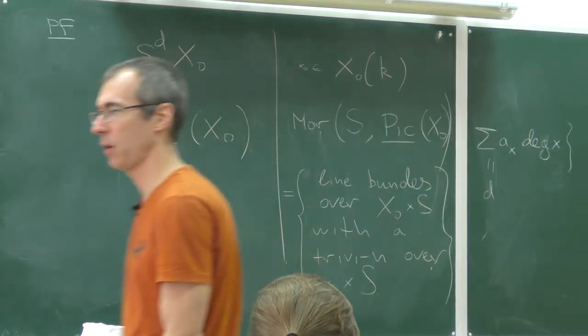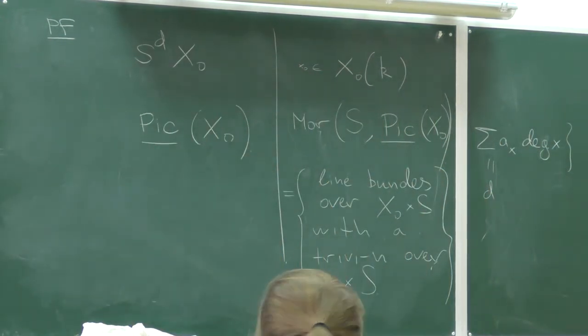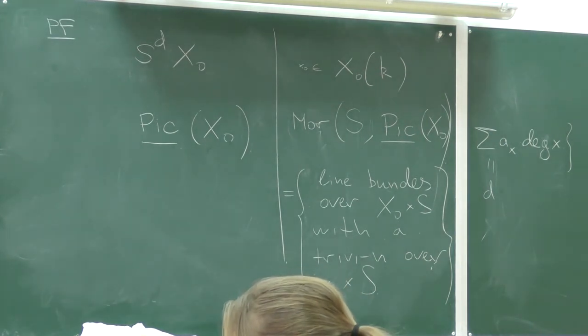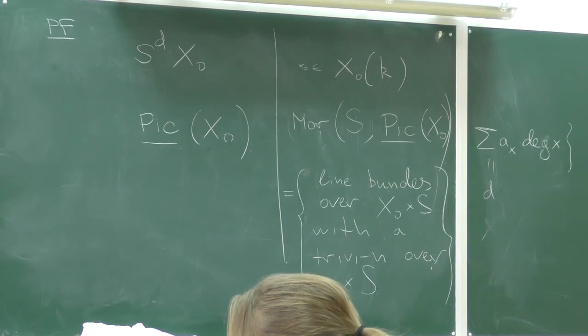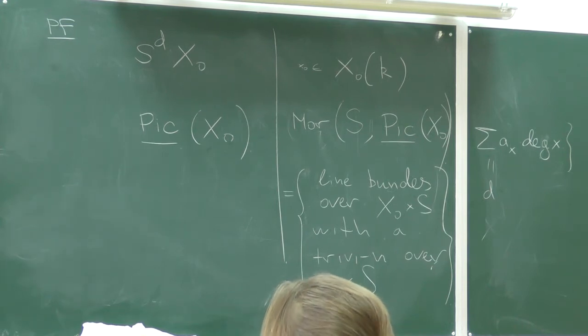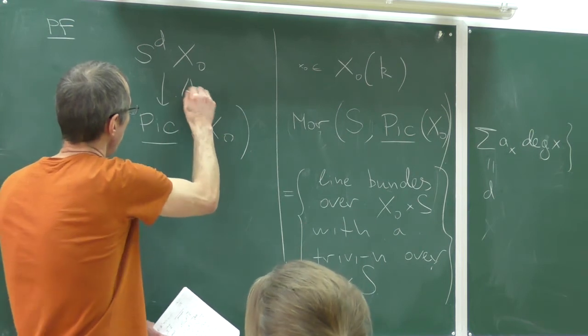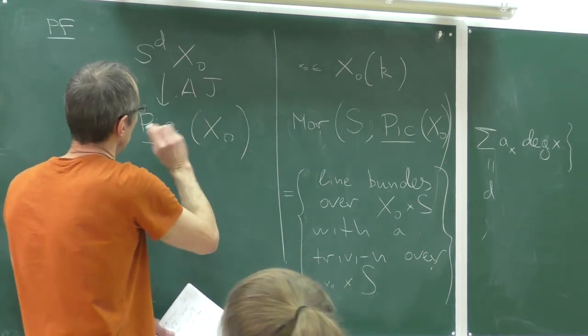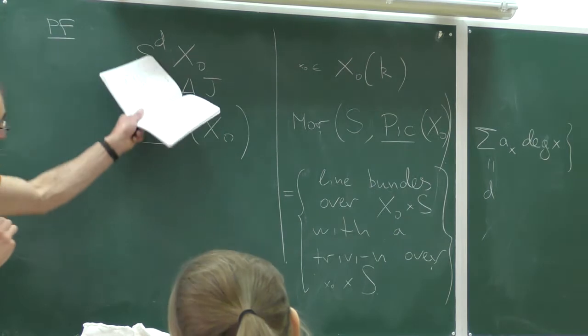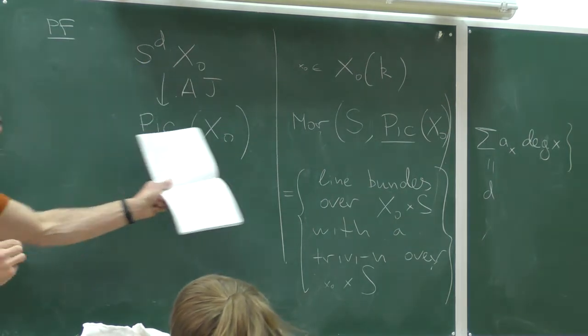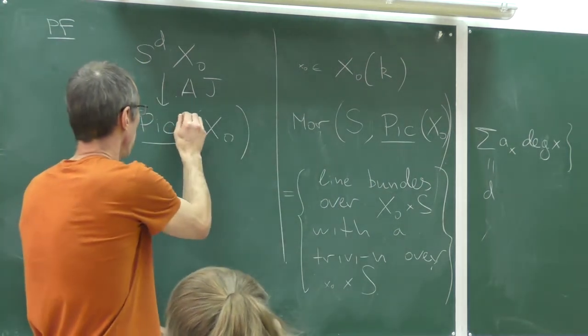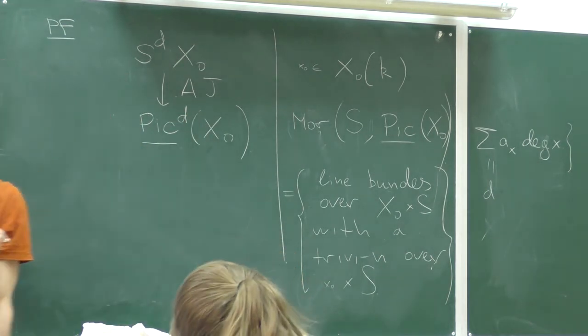In the case of any normal proper scheme, it's a result of Grothendieck, so it's represented. And there is a map that's called the Abel-Jacobi map, which actually lands in the subscheme of this guy of line bundles of degree D.